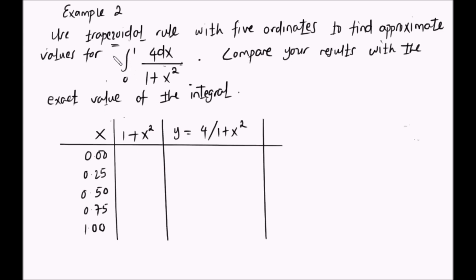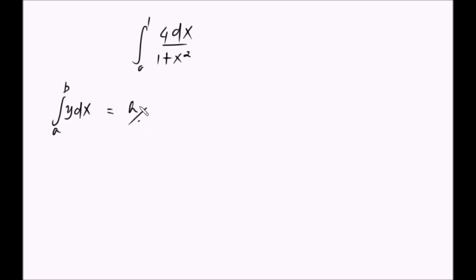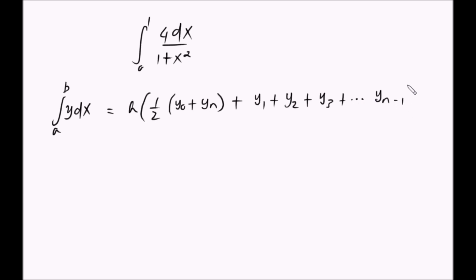So what are we going to do? I know that trapezoidal rule formula yake ni hii, kwamba integral ya y with respect to x from a to b sasa na h times 1 over 2 y naught plus yn, plus y1 plus y2 plus y3 up to yn minus 1.